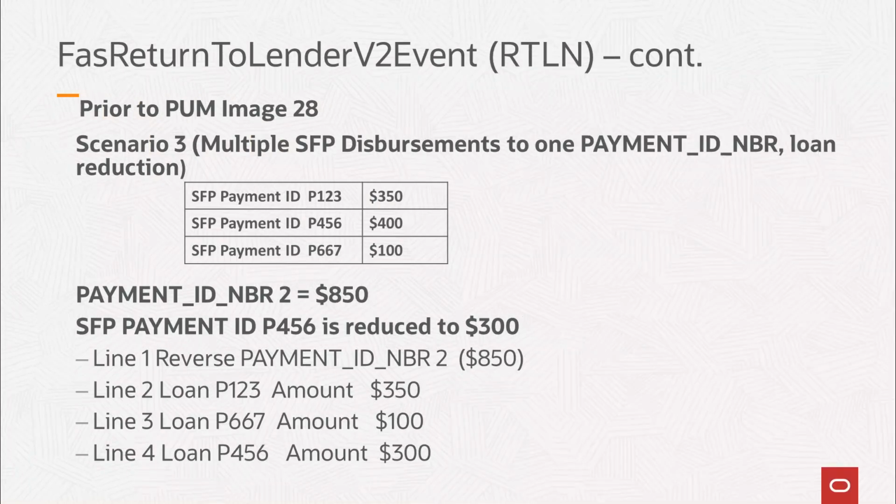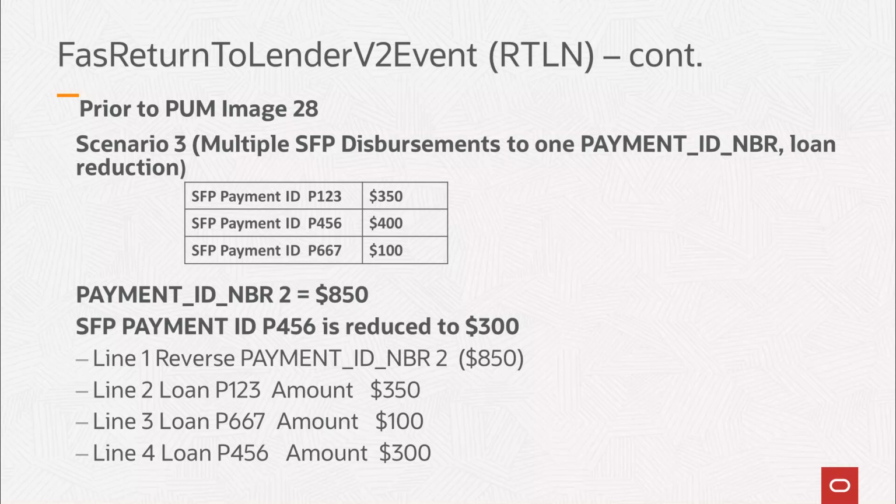If your CS SFP implementation is after PUM Image 28, this slide is not relevant. If you had implemented prior to PUM Image 28, and you have multiple SFP disbursements that were rolled into one SF payment ID number, CS will reverse that payment ID number, but will also need to create group line rows to add back each of those SFP disbursements that were part of that CS payment number.